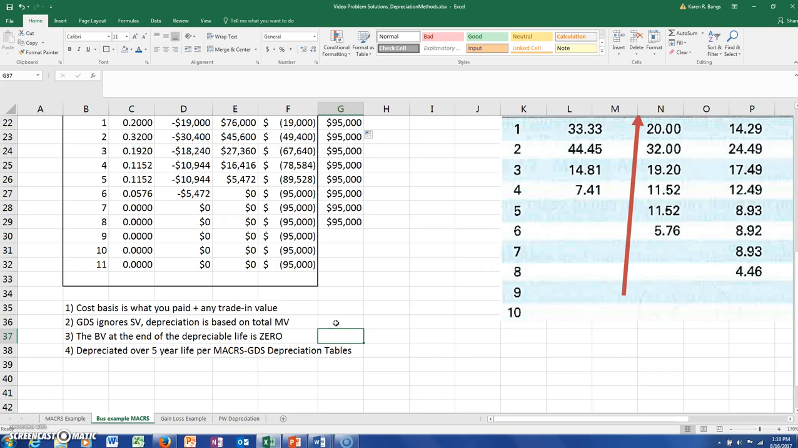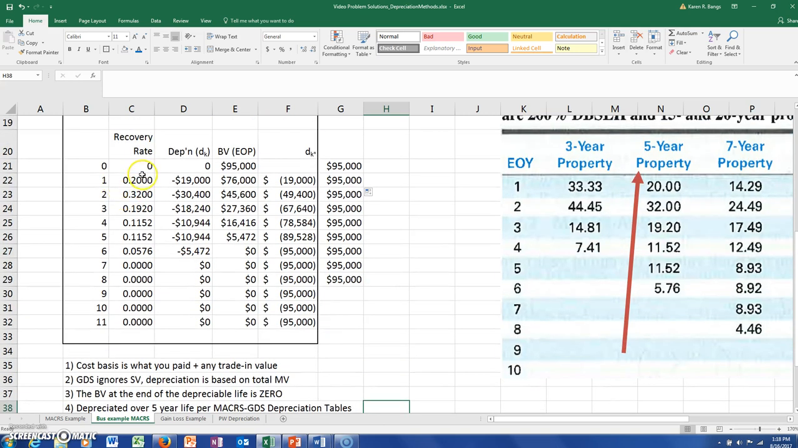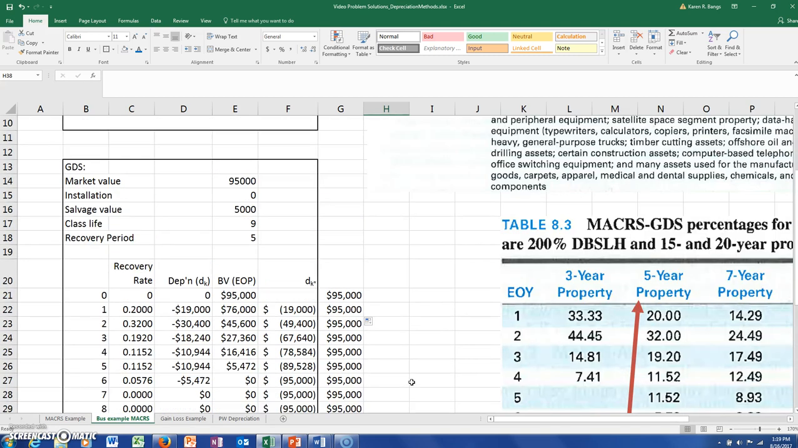And we know that it's depreciated over a 5-year life per the MACRS-GDS table because we found the general purpose light trucks that we'll classify a bus as under the 5-year property class. And that's where we got the recovery rates from. Okay, that ends our second example.